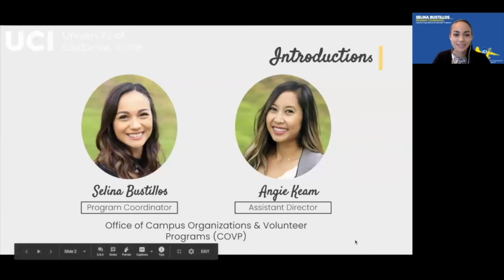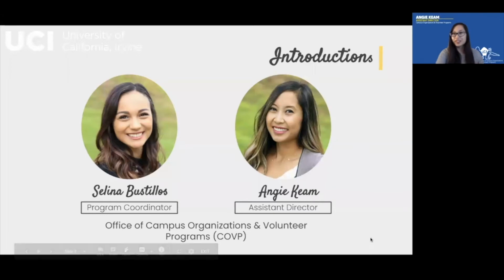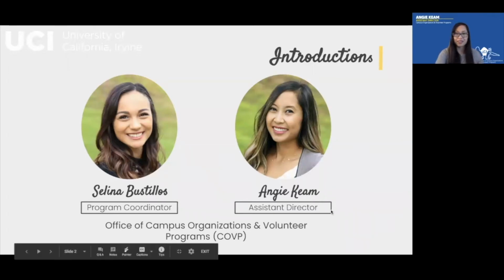So my name is Selina Bustios. I'm the program coordinator in the Office of Campus Organizations and Volunteer Programs at UC Irvine. And my name is Angie Keem. I'm the assistant director here at Campus Orgs and Volunteer Programs.